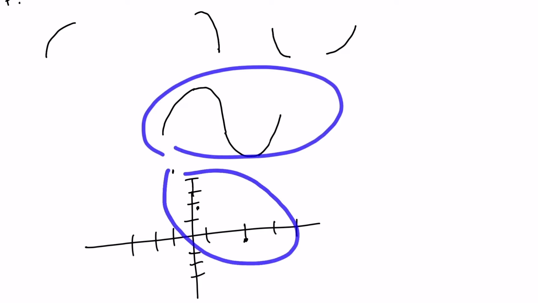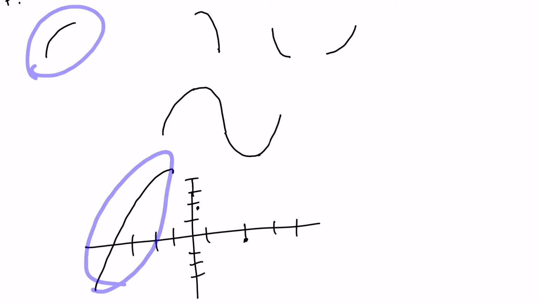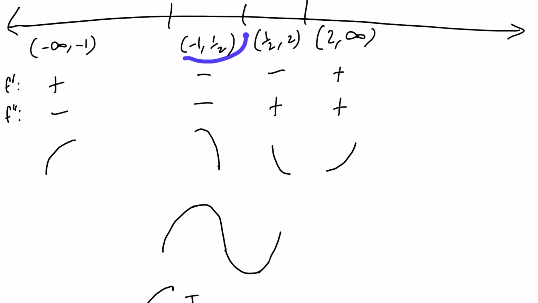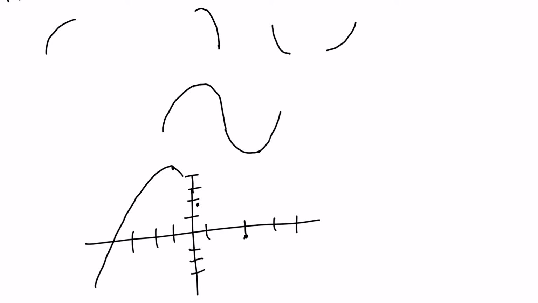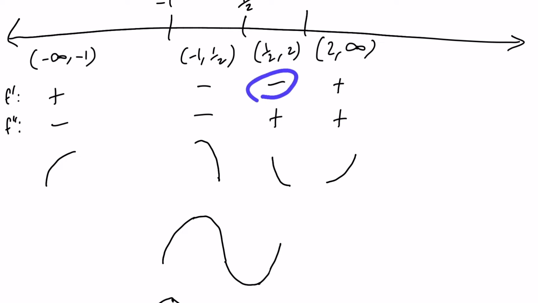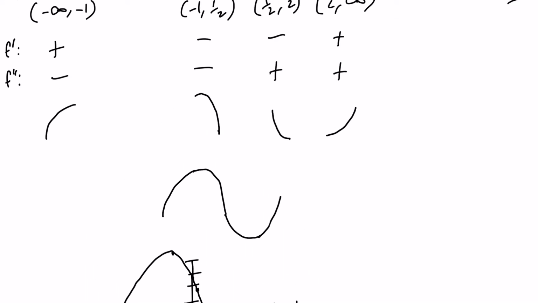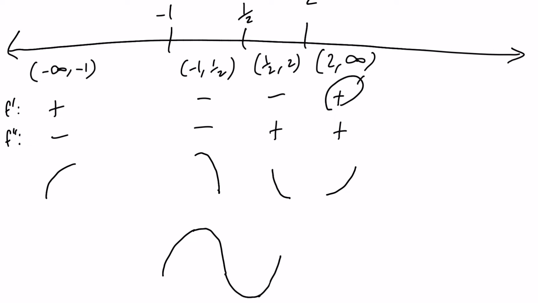So we know that this is the general shape of our function. We have to hit these 3 points, and that means that the general shape of our function looks something like this. So we are increasing and concave down to the left of -1. Between -1 and 1/2, we are decreasing and concave down, so we look like this. From 1/2 to 2, we are decreasing and concave up, so we look like this. And then lastly, from 2 to infinity, we are increasing and concave up, and so we look like this.